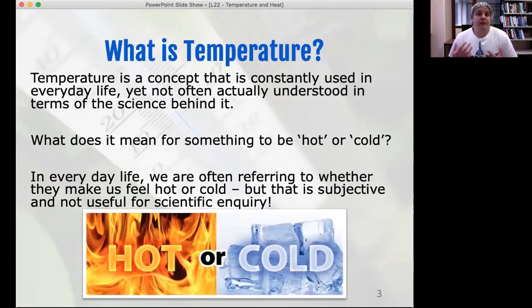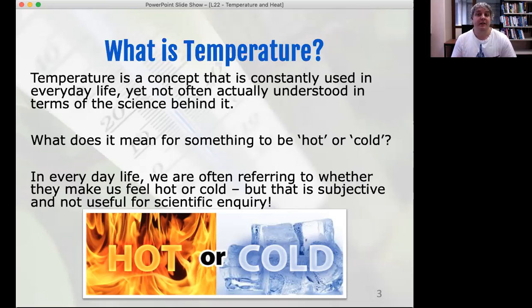In everyday life, we're constantly talking about temperature. You know, it's hot outside, it's cold outside, the fridge keeps our food cold, the freezer keeps it colder, then the oven heats things up. We're always talking about temperature. It's just a part of our life. But what does it actually mean for something to be hot or cold?